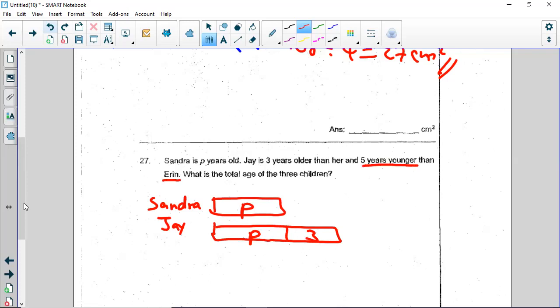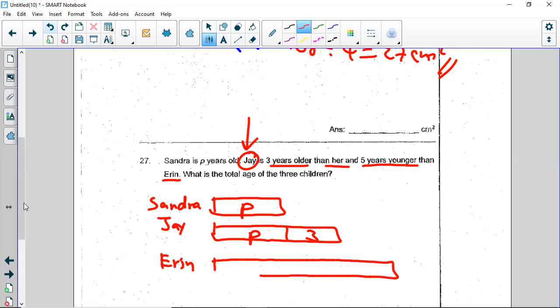This is language already. If J is 3 years older than Sandra, then who is 5 years younger? Still J. J is still 5 years younger than Irene, which means that Irene must be older than J. Language, nothing to do with math. It's about understanding English. So if J is younger than Irene, Irene must be older than J by how many years? By 5 years.